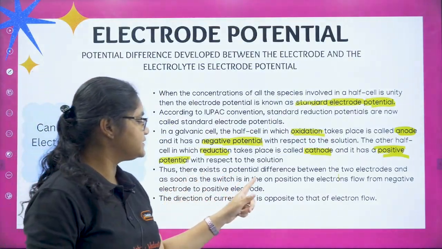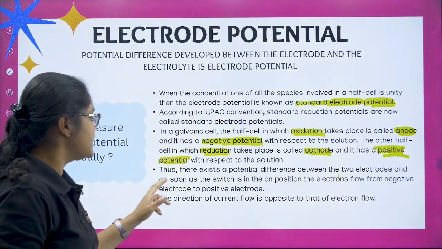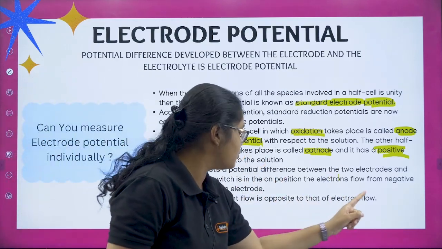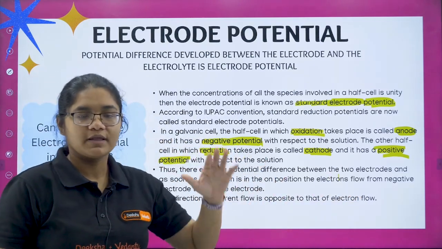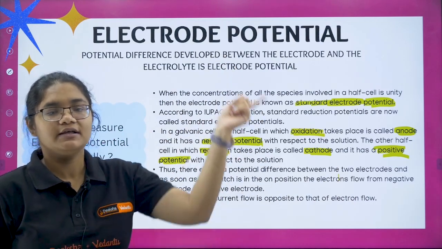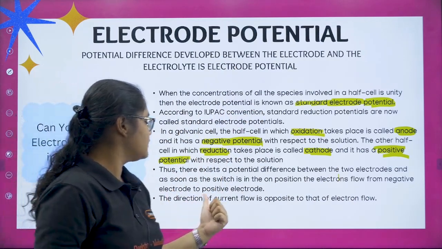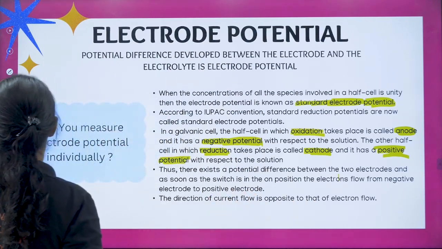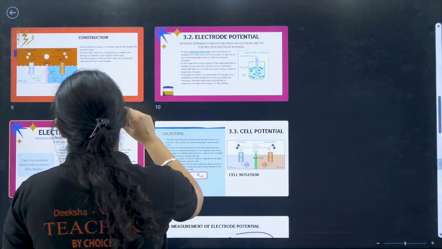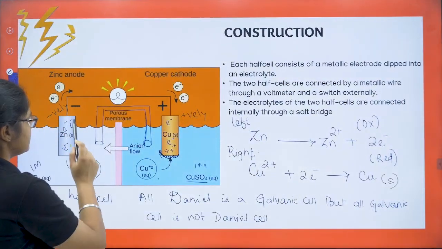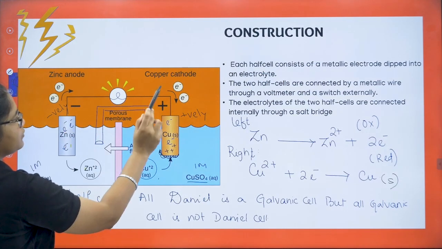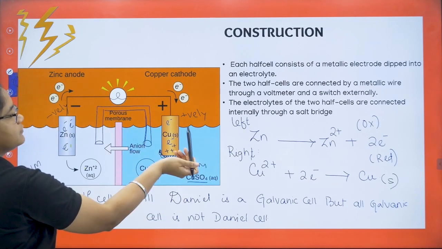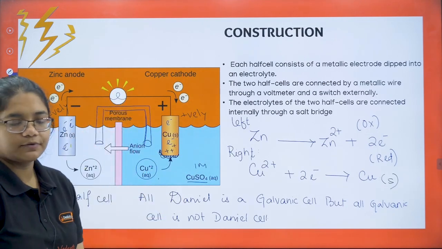So you can see there exists a potential difference between the two electrodes, and as soon as the switch is in the on position, or when the circuit is connected, the electrons flow from the negative electrode to the positive electrode. So from the negative anode to the cathode, the electrons will start flowing. And the direction of the current is opposite to that of the flow of electrons. So if I show that diagram to you once again, the electrons will start moving from here to here. Electrons are moving from negative potential to positive potential, and current direction will be in the opposite direction, right?